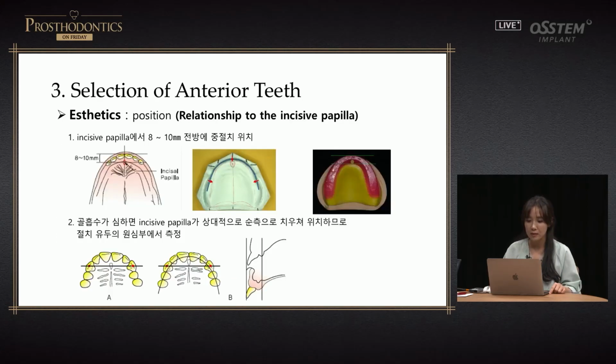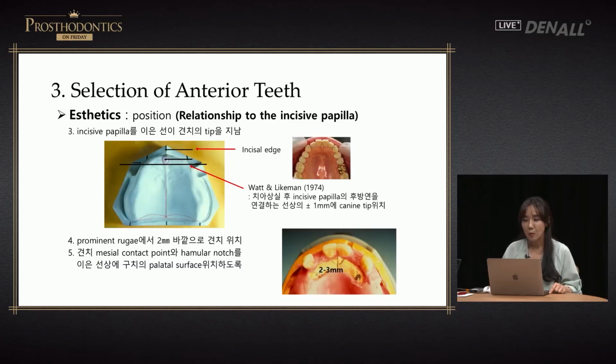Usually, the central incisor should be positioned 8 to 10 millimeters anterior from the center of the incisal papilla. As we know, but if there is severe bone resorption, the papilla would be rotated counterclockwise. So we usually use the posterior border of the incisal papilla, which is relatively well maintained. So the landmark would be 10 to 12 millimeters from the posterior border of the papilla.